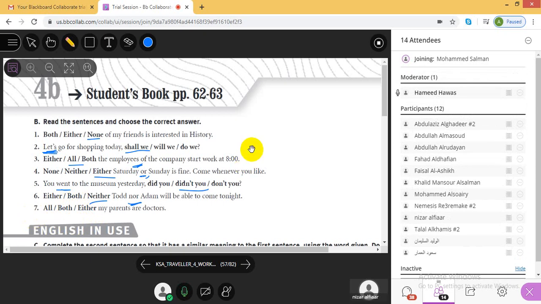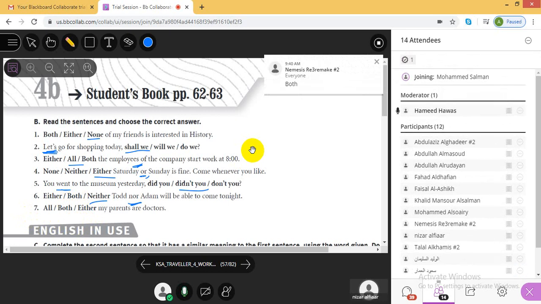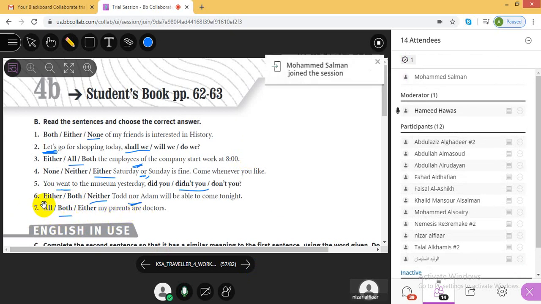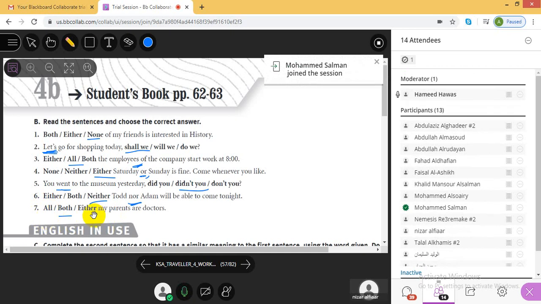All or both or either, my parents are doctors. Yes, thank you. Both, because I'm talking about two people. My parents are two, so I will use both. Not all. It may be either, since I don't have or here, and the meaning tells me that both my parents are doctors.